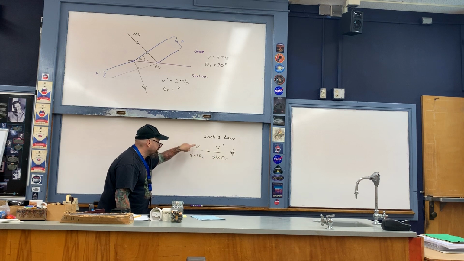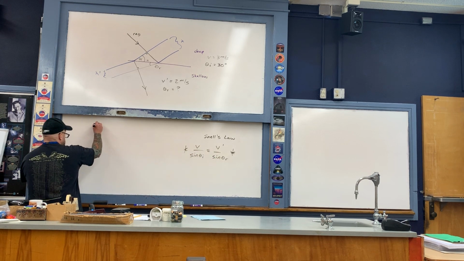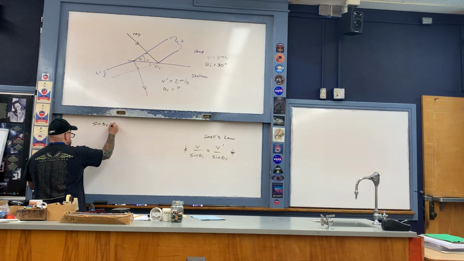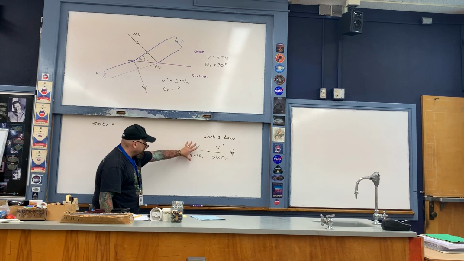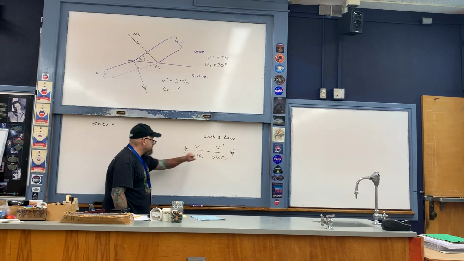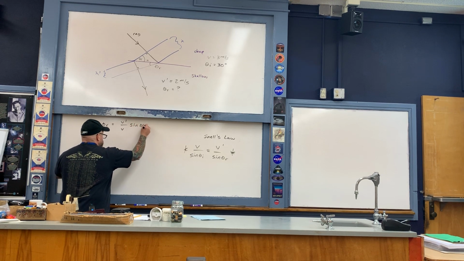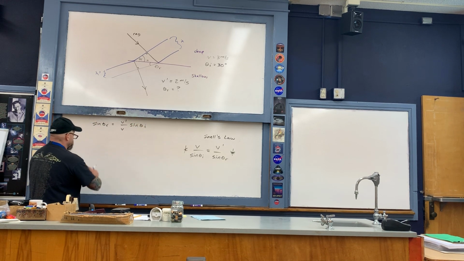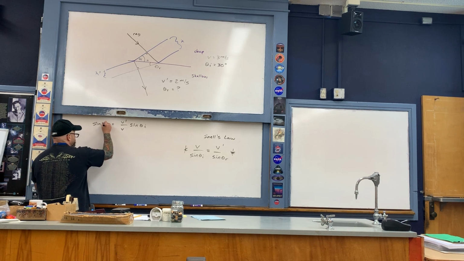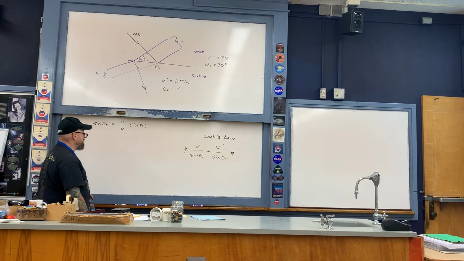So take sine theta refracted and move it over here to the left-hand side, like so. And then cross multiply these things here to the right-hand side of the expression, like so. And then at this point, we do nothing more than just plug in the numbers and then solve for sine theta refracted, and then theta refracted from there.